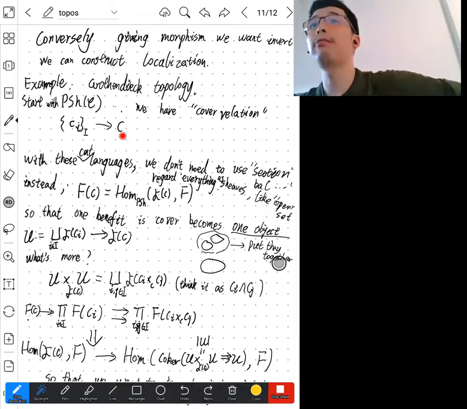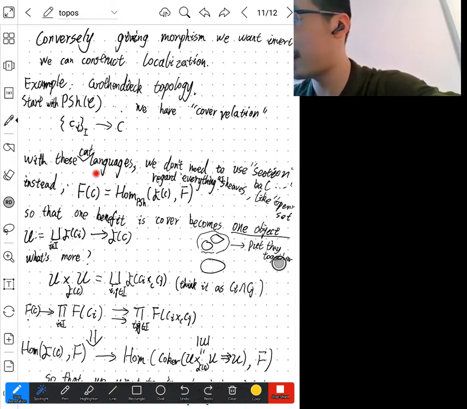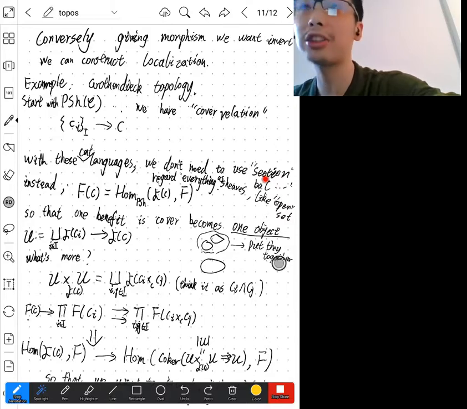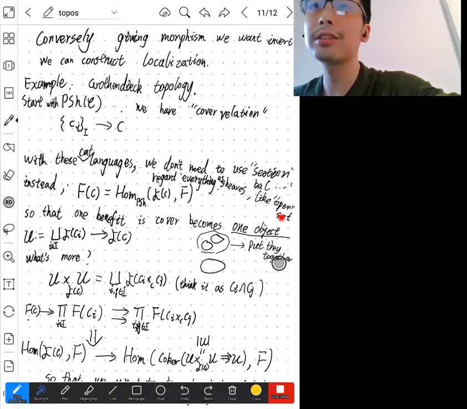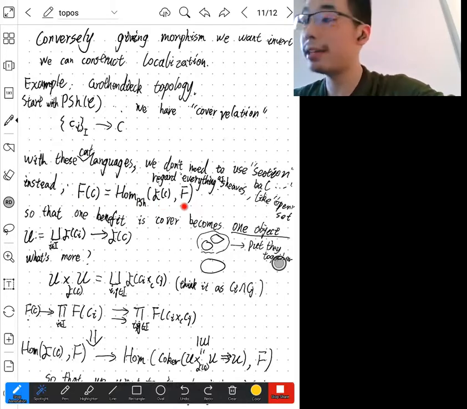There is a benefit of talking in category language, not in sheaf language, which is that we don't need to say this is a section over some open set. There is not a very clear boundary between the open set and the sheaf. Instead, F is a section over C, and we can think of this as a hom set from the Yoneda embedding of C to F. So we can think of everything as an object in the topos. We do not need to consider something an open set and something a sheaf. Everything is a sheaf or presheaf.